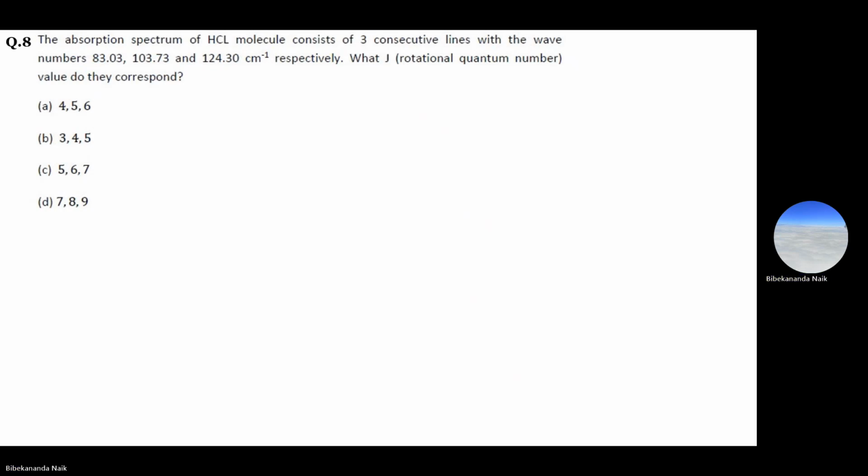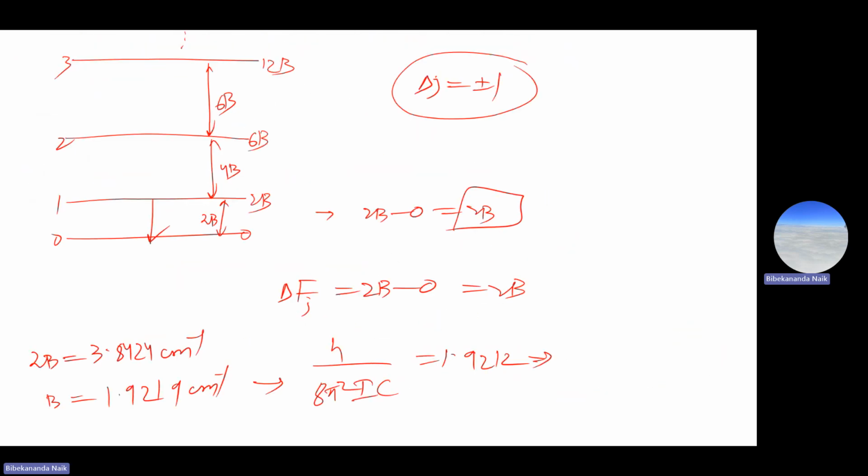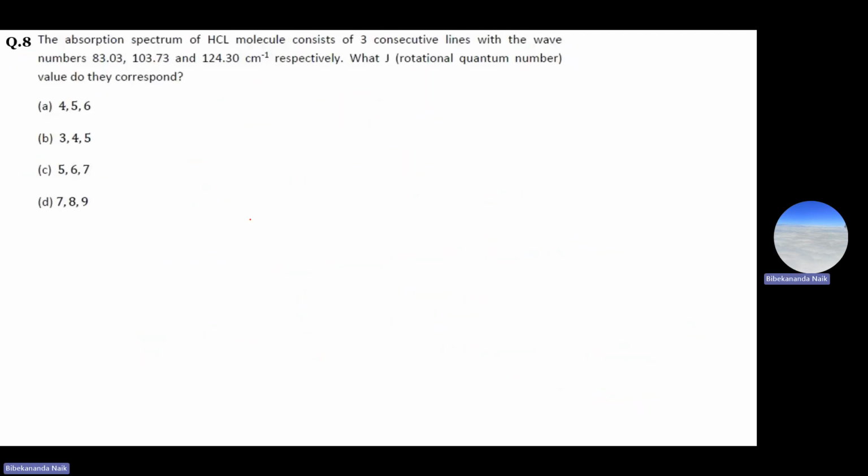So now there are 3 values. So we just talked about the transitions occurring in the rotational spectrum. In the rotational spectrum, these are the 4 levels. Now let's talk in a generalized way.